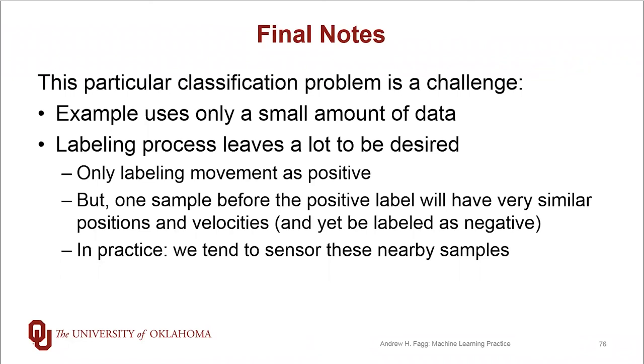Because we're labeling some very similar cases as either positive or negative, depending upon where they fall relative to that initiation point. In practice, what we tend to do is censor some of the data so that we don't have these ambiguous labels. So at the point that movement is initiated, we'll take the first second or so of data just prior to that and remove that from the data set for the purposes of actually constructing these models.